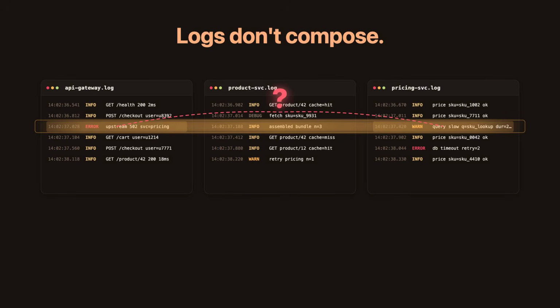14:02:37. The pricing service logged a slow query at 14:02:37.4. Were those caused by the same user request? Maybe. Or maybe two users just happened to hit the system at the same moment. Timestamps tell you when things happened, not what caused what. Across 30 services and thousands of requests per second, the noise swamps the signal.